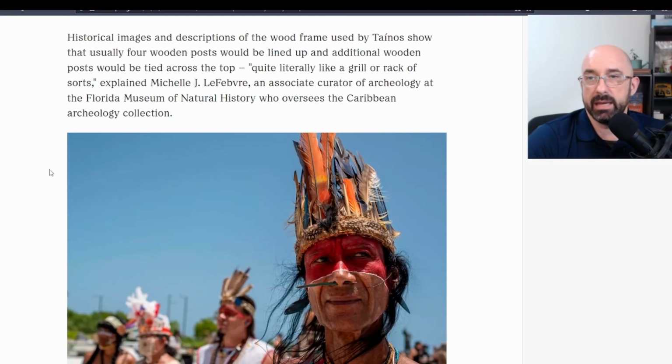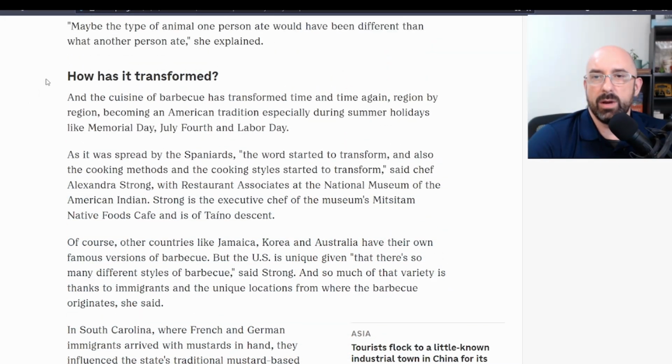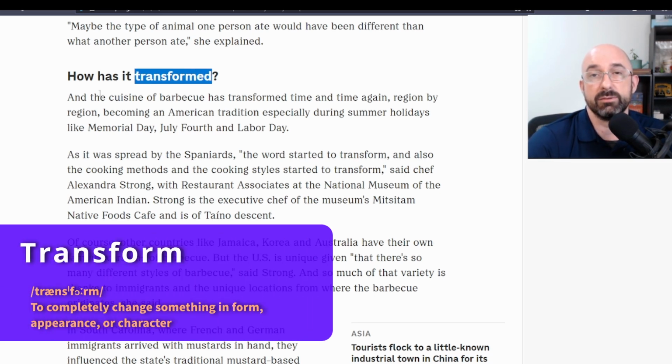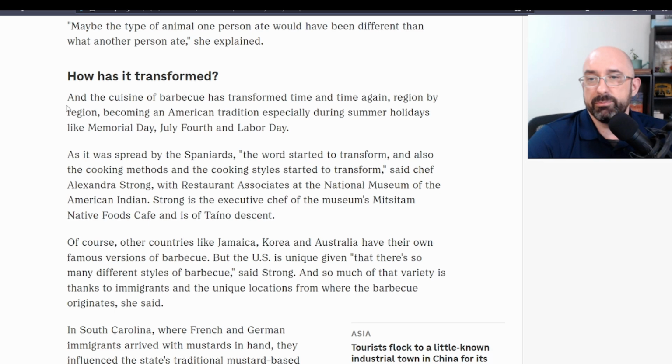All right, let's skip a little bit ahead here. Now it's important to understand, how has it transformed? So we went from the old way, what it looked like, the actual barbecue, the shelf sort of made out of wood. And what's happening now? How's it transformed? Transform means to change. How has it changed? The cuisine of barbecue has transformed time and time again, region by region, becoming an American tradition, especially during summer holidays like Memorial Day, July 4th, and Labor Day.